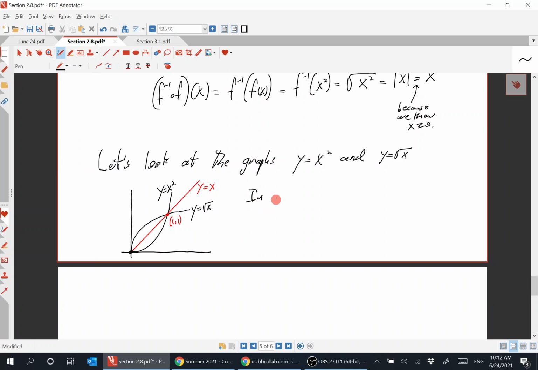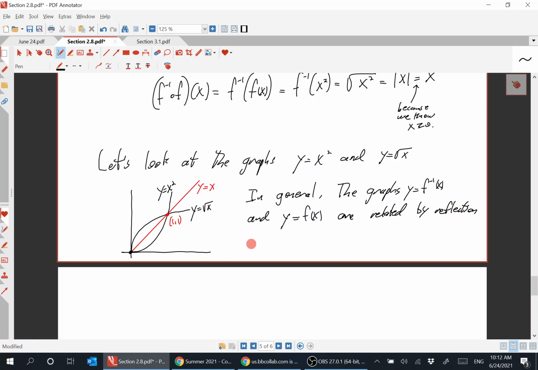So in general, the graphs y equals f of x and y equals f inverse of x are related by reflection around the line y equals x. So that's the diagonal line whose slope is 45 degrees and goes through the origin.